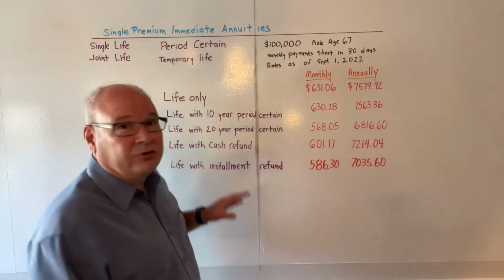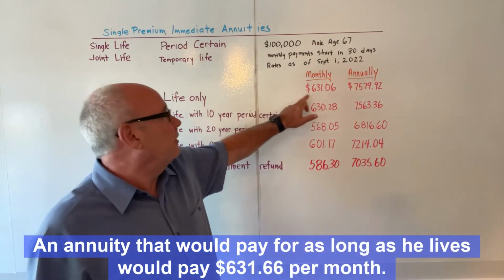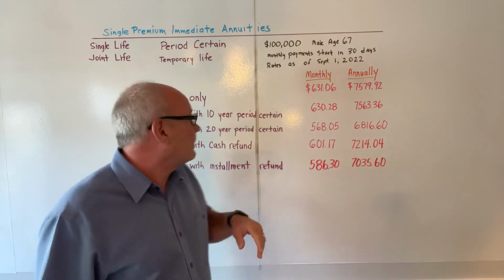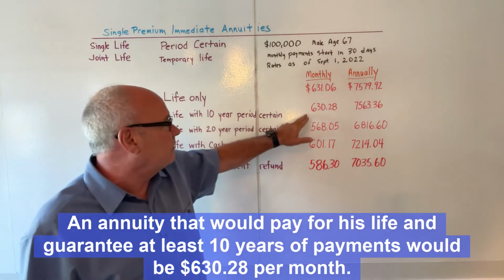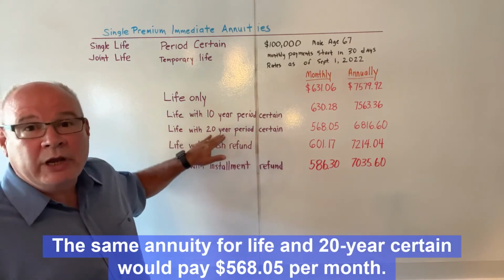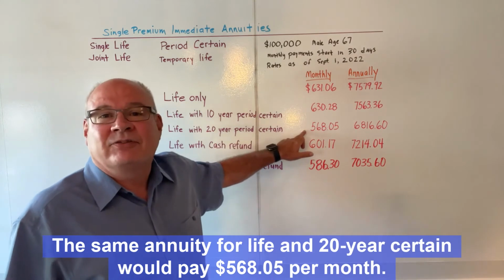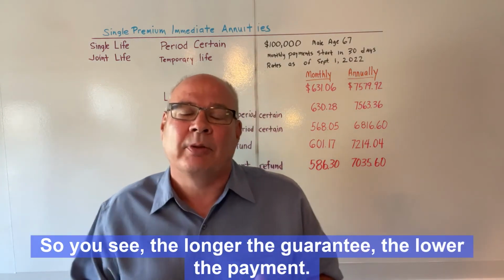As you can see from the chart behind me, a life-only annuity would pay $631 a month or $7,579 a year. An annuity that would pay for his lifetime but also guaranteed 10 years would be $630 a month. And the same annuity with a 20-year guarantee period would be $568 a month. So you see, the longer the guarantee, the lower the payment.